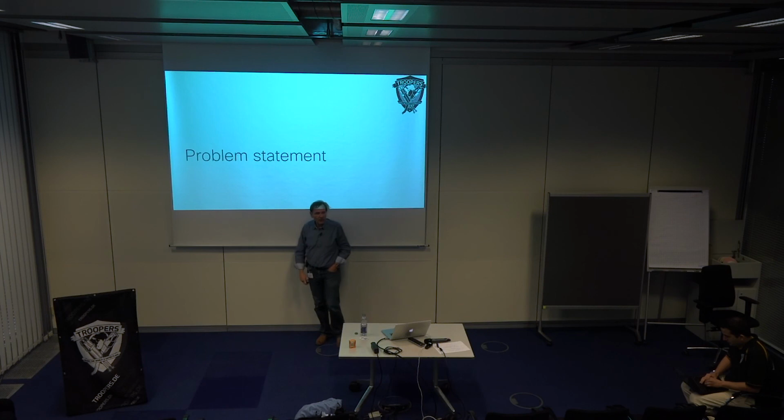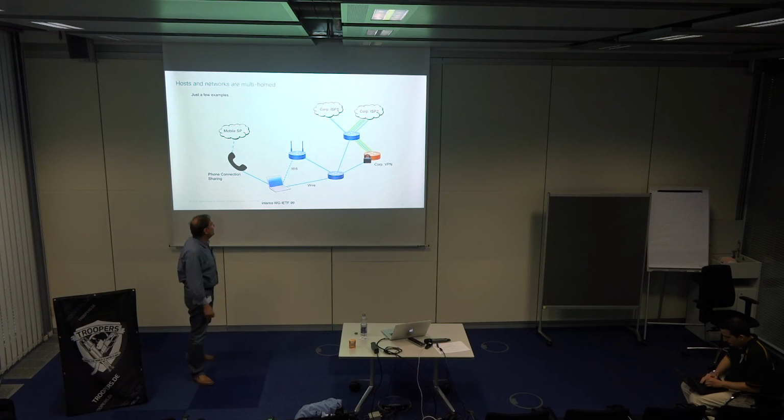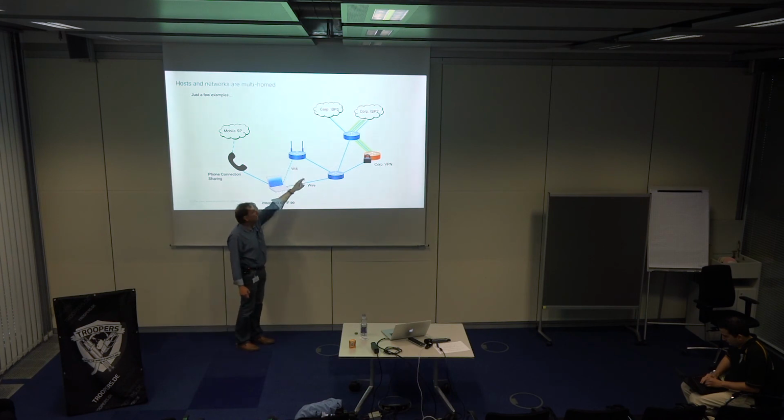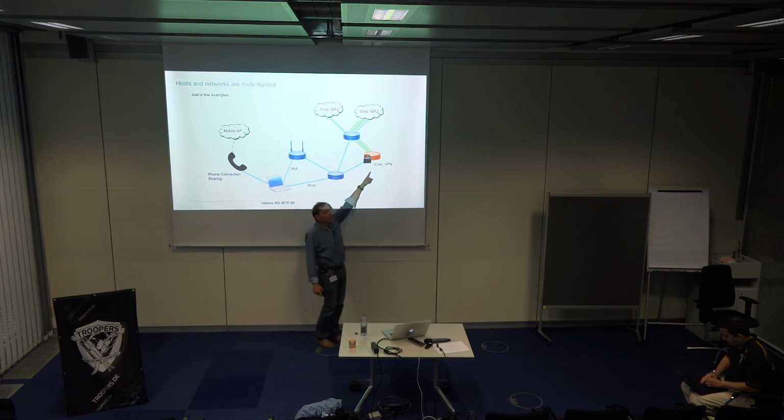Okay? So, problem statement. Nowadays, PCs, laptops, and phones do not have a single interface. This PC has an interface maybe over Wi-Fi or Bluetooth to a phone, which is tethering to the mobile provider. It has a wireless connection to the network, and a wired connection. At least 3 interfaces. On the Wi-Fi and wired, it can have 2 connectivities because it's multi-homed, ISP1, ISP2. And it can have as well a corporate VPN.